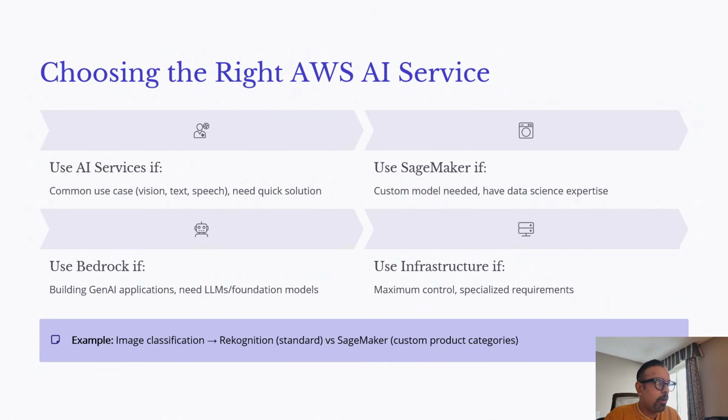Practical example of image classification. It demonstrates the choices that I have just discussed clearly. So for standard image classification, detecting objects, faces, or scenes, we can use Amazon Rekognition. But if we need to classify custom product categories specific to my business, like identifying different models of my industrial equipment, then I have to build a custom model with SageMaker using my labeled data. That would be the training data.